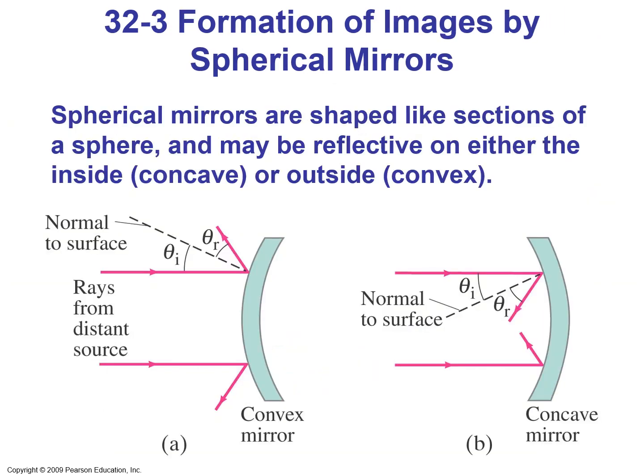Section 3. Formation of images by spherical mirrors. Spherical mirrors are shaped like sections of a sphere and may be reflective on either the inside or outside, and we call them concave or convex respectively. On part A on the left, you'll see a cartoon for the convex mirror where the light is being reflected off the outside of a spherical mirror. Parallel rays of light come from a distance, and they bounce off with the same angle as the incident angle.